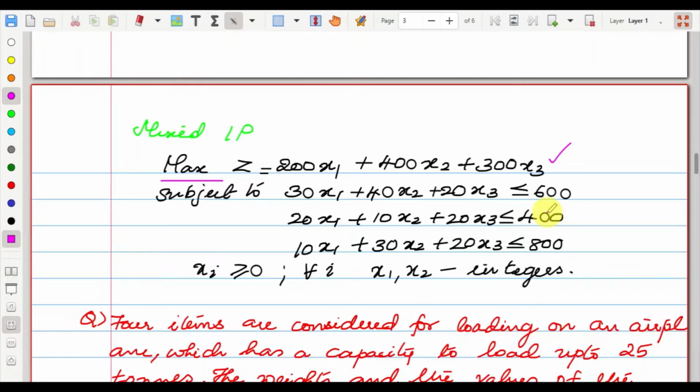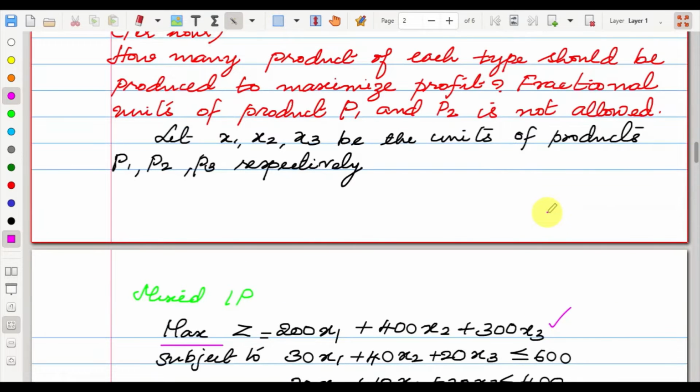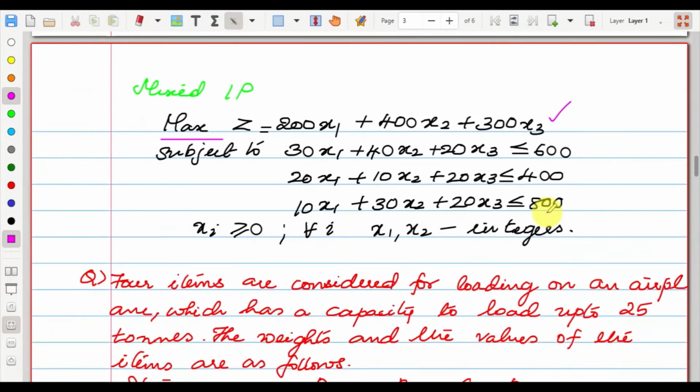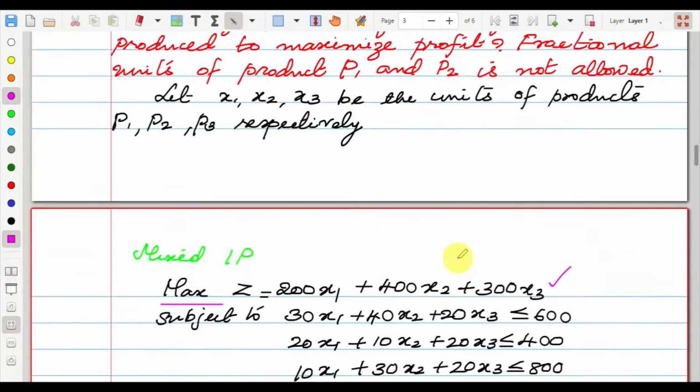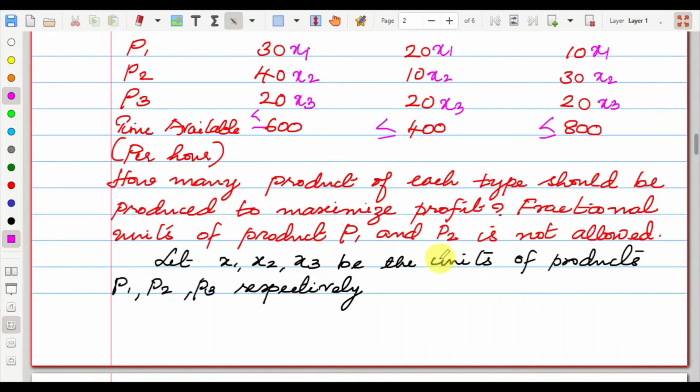And it is given that these products cannot be fractional, so they will be integers. So xi will be greater than or equal to 0 for all i. x1 and x2 are integers. It is given that fractional units of product P1 and P2 are not allowed.